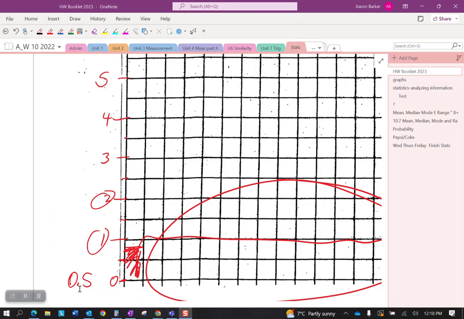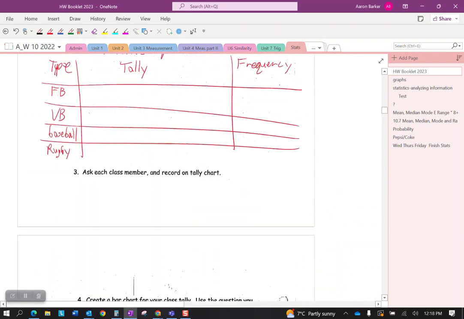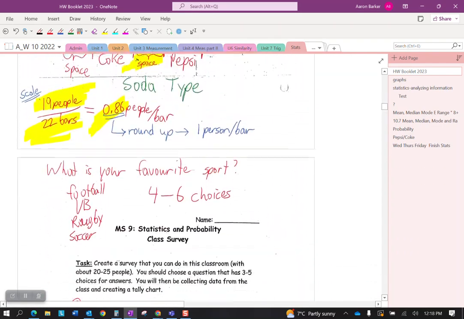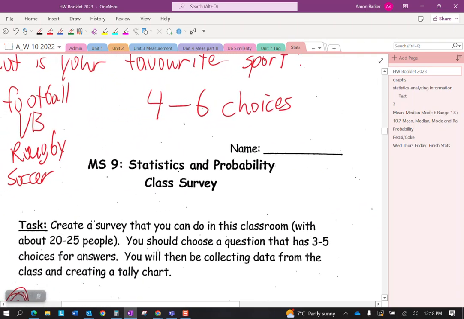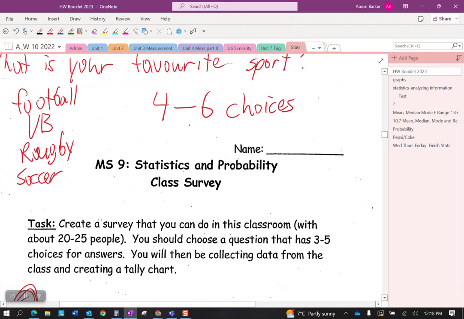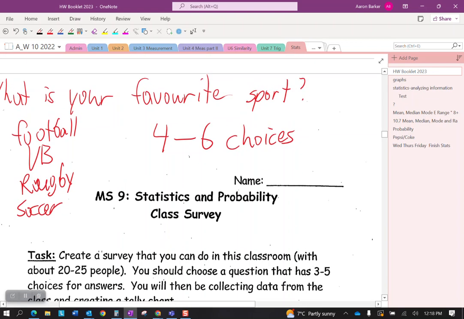Okay, so you guys finished off your graphs, which is great. We're going for your pizza. Please turn to this page right here, Stats and Probability Class Survey. You now are going to get information and do a survey question. Keep your survey question simple. So my survey question was, what is your favorite sport? And then I want to give you 4 to 6 choices. It can't be open-ended. So football, volleyball, rugby, soccer, 4 to 6 choices.